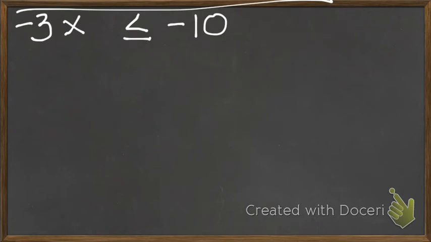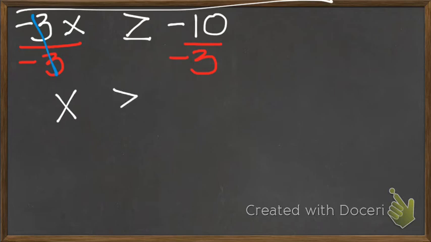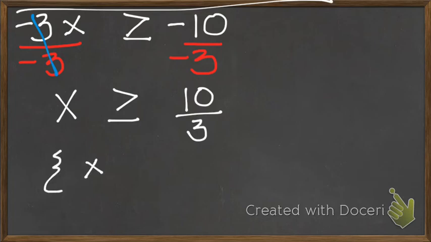Okay, now we need to divide by a negative 3. And when you divide by a negative 3, this symbol needs to be flipped around immediately. So you now have a greater than or equal to. And you divide and get x is greater than or equal to. Since 10 can't be divided by 3, we leave it. But a negative divided by a negative comes out to be a positive. And there is our final answer.